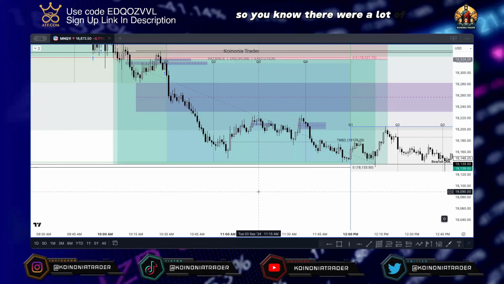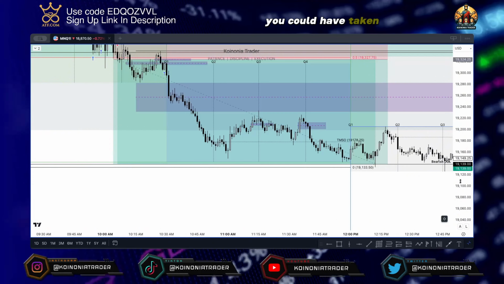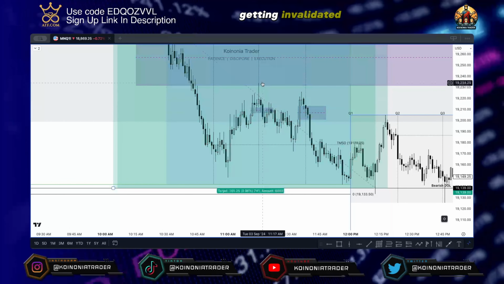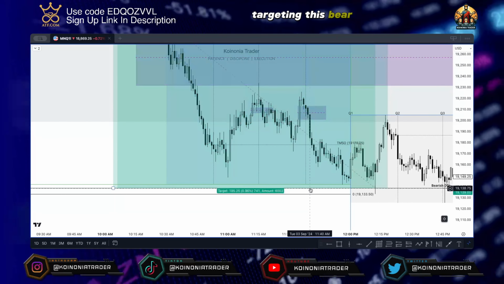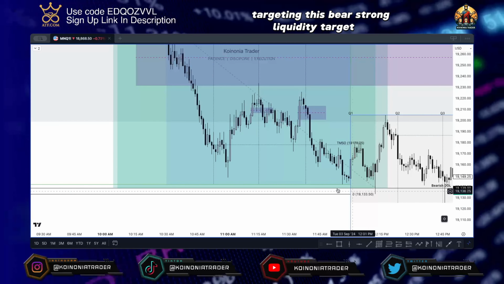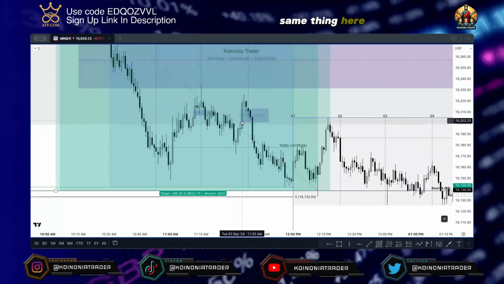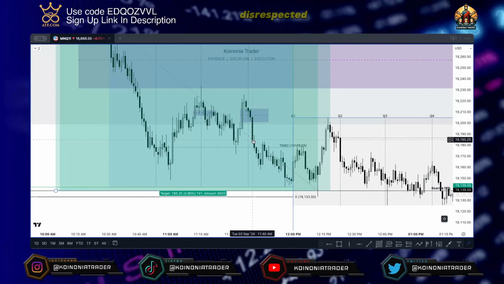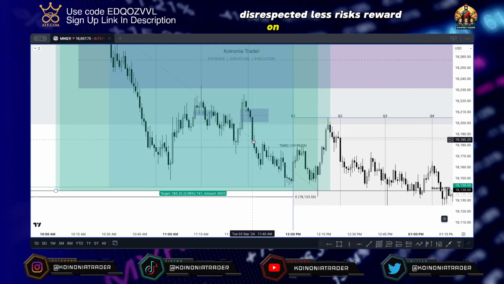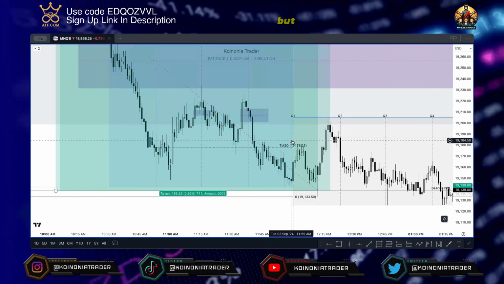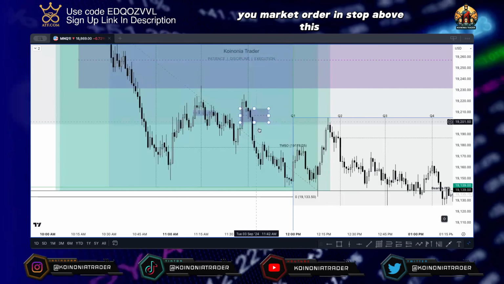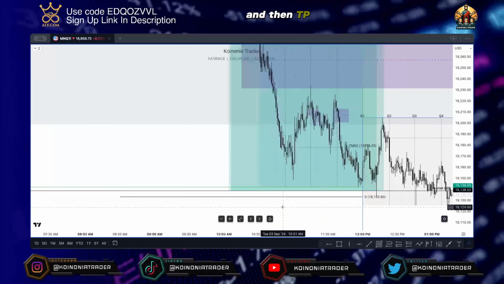You know, there were a lot of entries that you could have taken. You could have taken this bullish fair value gap getting invalidated, stop above this high, targeting this bearish draw on liquidity, target hit. Same thing here. Another bullish fair value gap gets created and disrespected. Less risk to reward on this one, obviously, but you market order in, stop above this high, and then take profit down there.